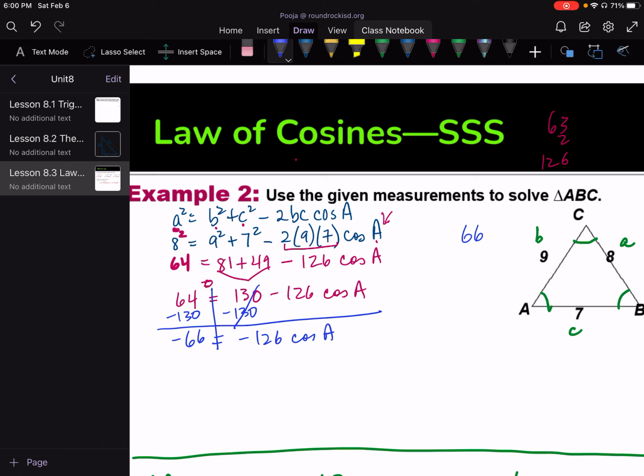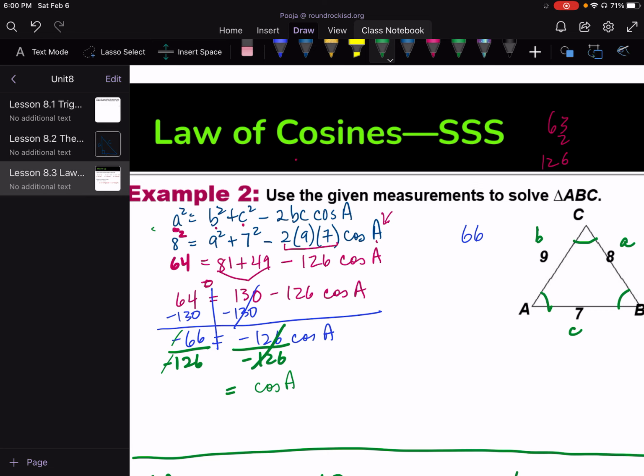Now the next thing I can do, and the only thing I can do, is remember we're trying to find angle A, so I have to isolate cosine A. I'm going to divide by negative 126 to get rid of it from here. All I'm left with on the right-hand side is cosine A. Two negatives are going to cancel each other out.